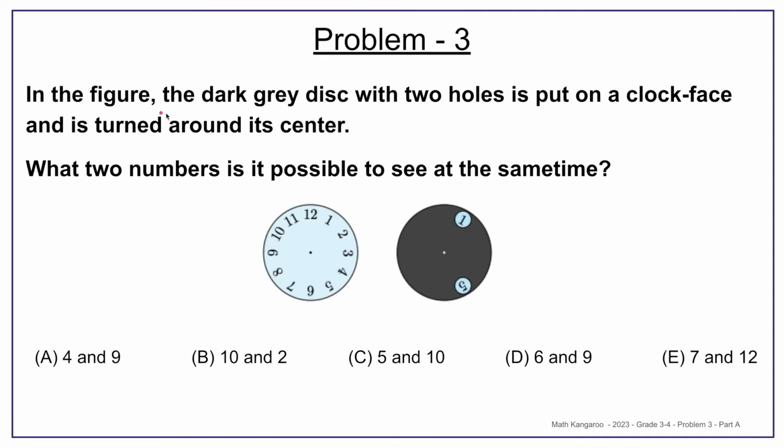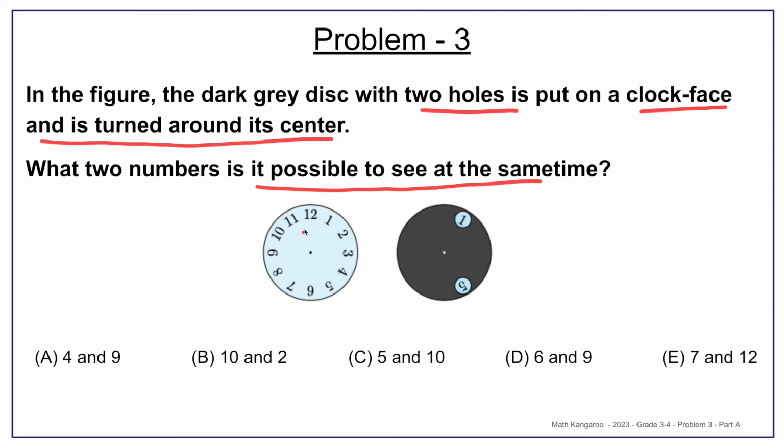Problem 3. In the figure, the dark gray disc with two holes is put on a clock face and is turned around its center. What two numbers is it possible to see at the same time? So this is our clock and this is the disc put on it and it's being rotated. So when it's being put on, the number visible is 1 and 5.